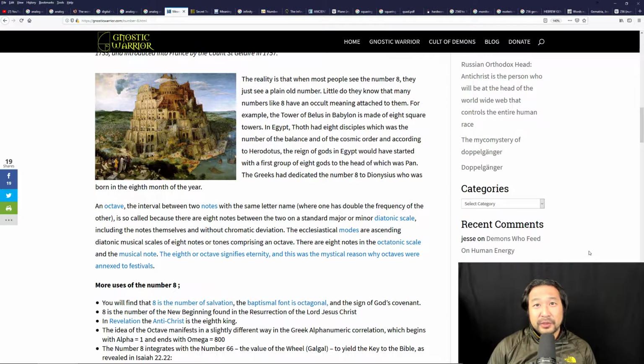The reality is that when most people see the number 8, they just see a plain old number. Little do they know that many numbers like 8 have an occult meaning attached to them. For example, and I guess that's why they had this.